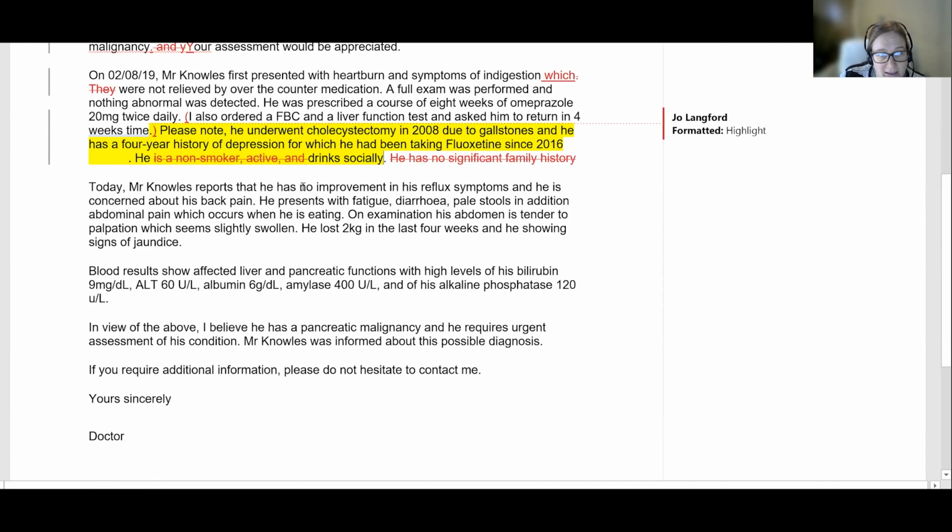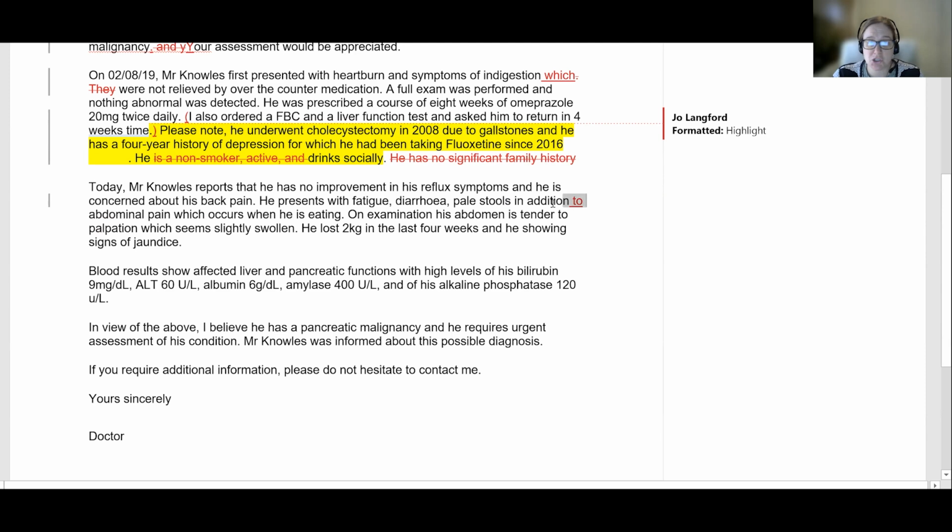Knowles reports that he has no improvement in his reflux symptoms and he is concerned about his back pain. He presents with fatigue, diarrhea, pale stools, in addition, abdominal pain, which occurs when he's eating. Okay, the information there is fine, but this "in addition" doesn't work. So it's "in addition to".